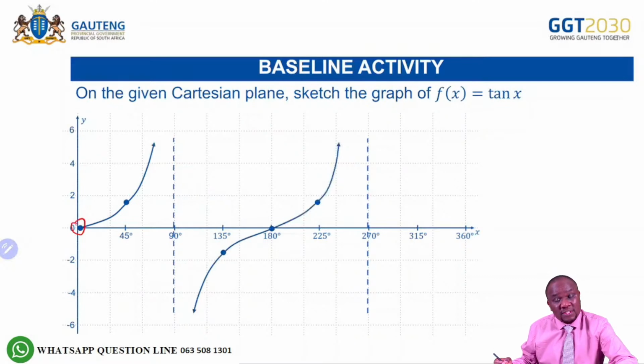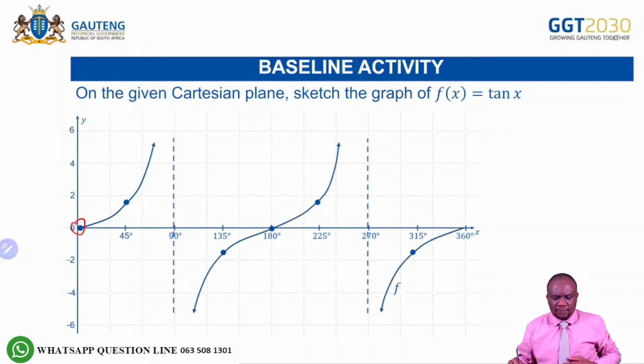And then 270 is the asymptote. At 315, that's -1. And then 360 is another x-intercept. And then you can sketch your graph like that. Done. I want you to correct this graph if you got it wrong.